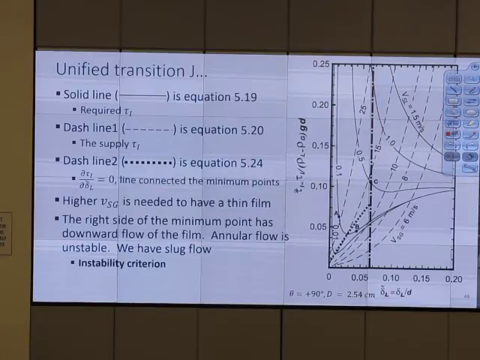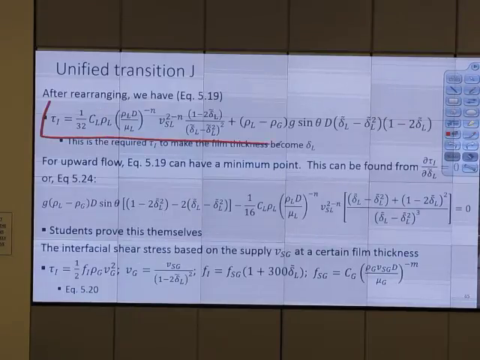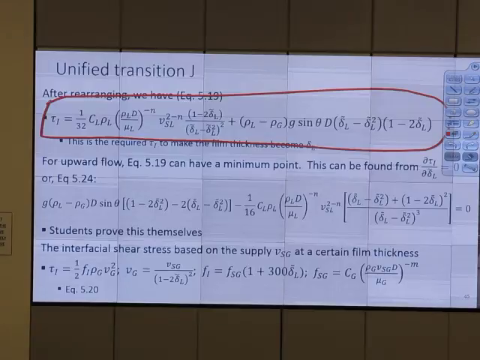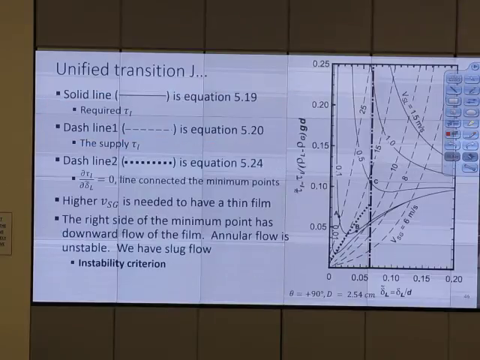So what they do is, you see the combined momentum equation in the form of tau I, take the derivative with respect to delta L tilde. Once we take the derivative, make it equal to 0.